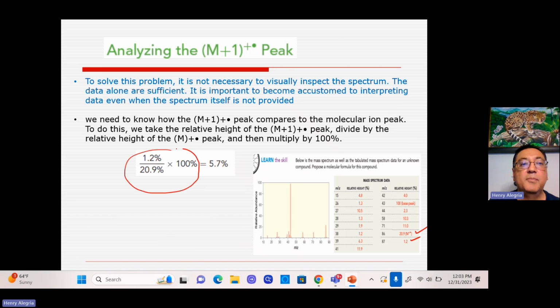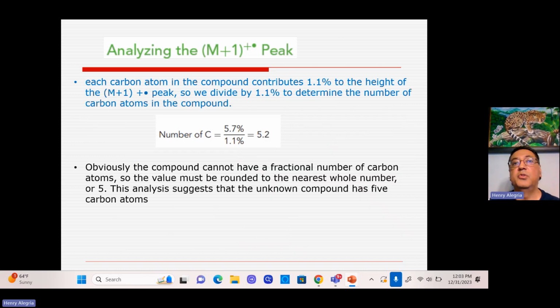So here is the calculation. 1.2% over 20.9 multiplied by 100% will give us what is 1.2 as a percentage of 20.9. Again, 1.2 being the height of your M plus 1 peak here, and 20.9 being the height of my molecular ion. That comes up to 5.7%. Now, since each carbon in the compound contributes 1.1% to the height of the M plus 1 peak, based on the relative abundances, we divide this result, the 5.7, by 1.1, we get this ratio of 5.2. That should represent, right here, the number of carbons that this molecule contains.